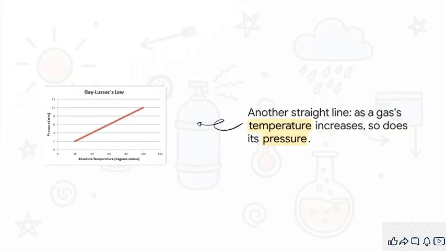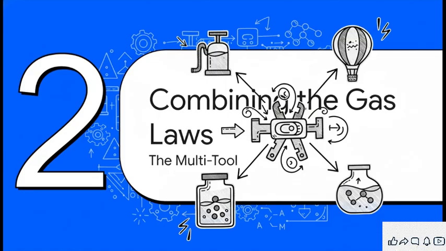And yep, you guessed it, the graph tells the same story. Another straight line. As temperature goes up, pressure goes up right along with it. So now we've got our three foundational rules. We are ready to build the multi-tool. So let's see how we can put these pieces together to build something way more powerful.